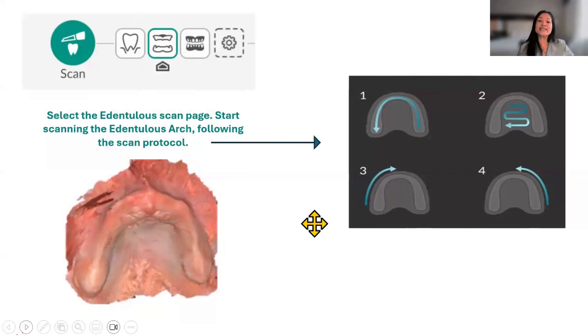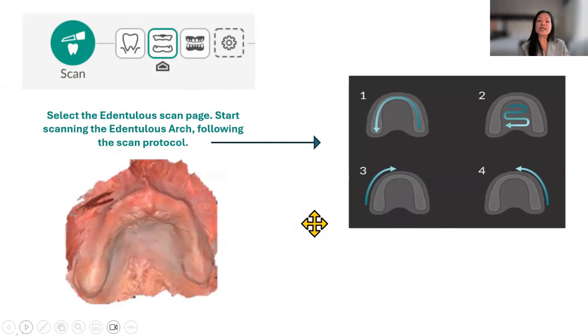All right. So here's an example. We are now in the Edentulous page. And as you can see, there's actually a scan path. And it's so important to follow the scan path because it's what keeps us on track, keeps us going in a forward motion, and we don't over collect data and we don't get frustrated.